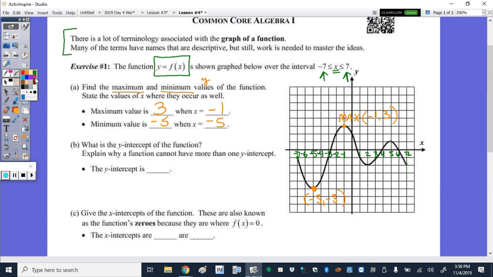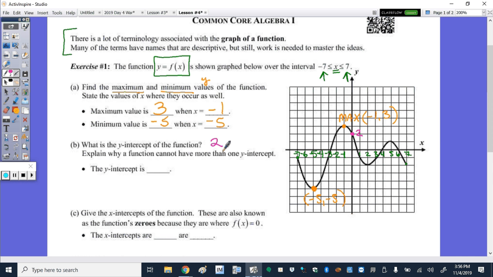What is the y-intercept of the function? Now, the y-intercept is the y value where the function crosses the y-axis. So this is right at 2. So our y-intercept is 2.